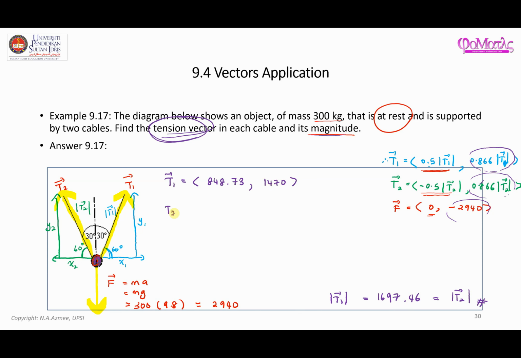For vector t2, you will see that we only need to have a negative sign. The result is the same as this, except that it has a negative sign. So that is negative 848.73, and the y component is the same, which is 1470, and so these are the answers that we are looking for. Alright, that's all for now.